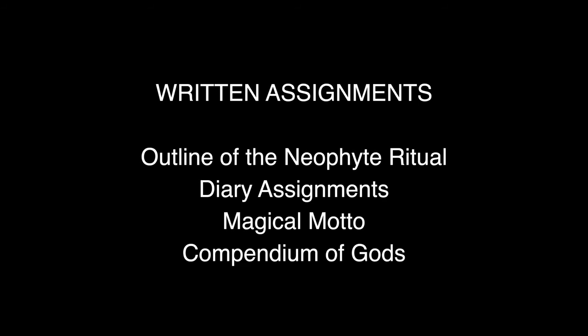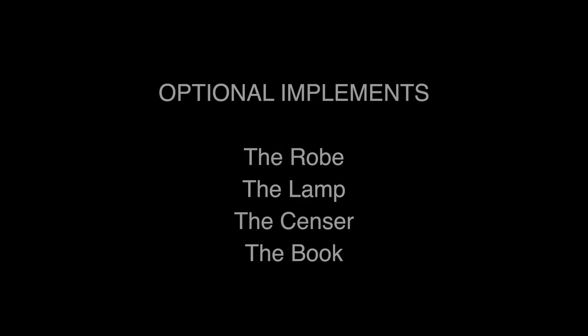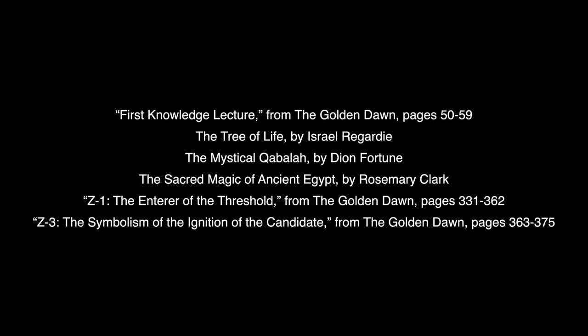Written assignments: outline of the neophyte ritual, diary assignments, magical motto, compendium of gods. Projects: labeling the Tree of Life, neophyte temple diagrams, optional implements, the robe, the lamp, the censer, the book. There is also a list of required reading. The required readings are as follows.